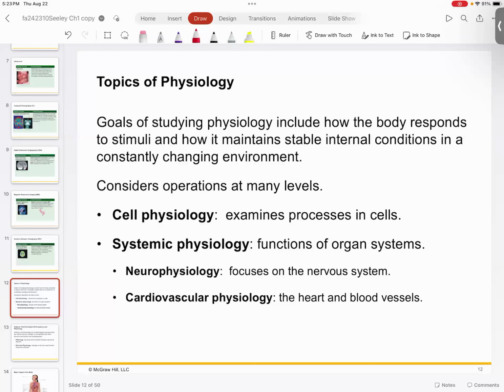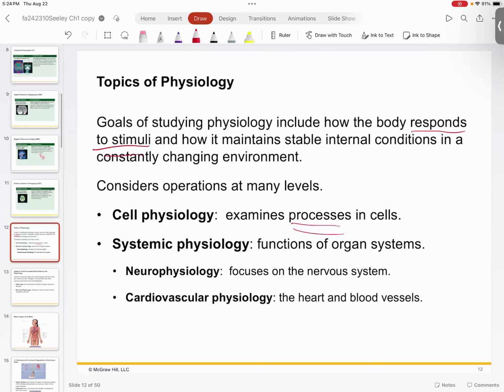So that's anatomy. Now let's go ahead and take a look at physiology, right? In physiology, what we're looking for is processes. We're looking at processes and mechanisms inside the cells and the tissues, and we're trying to figure out how these things are responding. That's the big thing. Responding to stimulus, both external and also internal. And the goal is to basically stabilize.